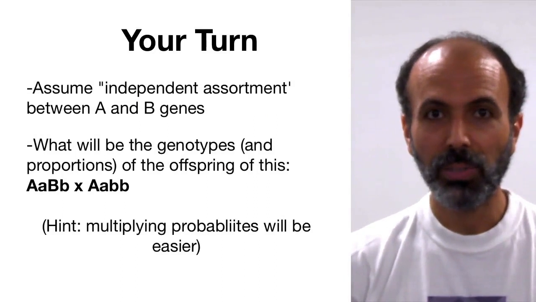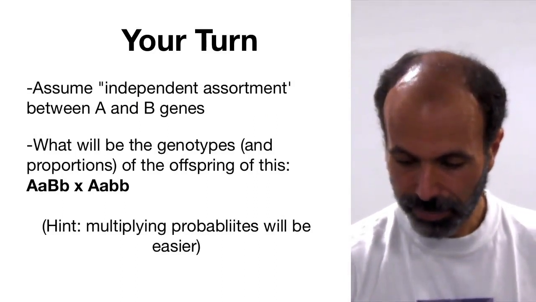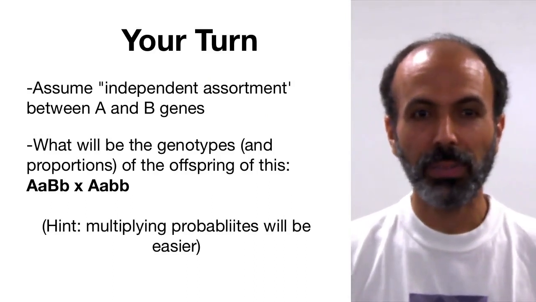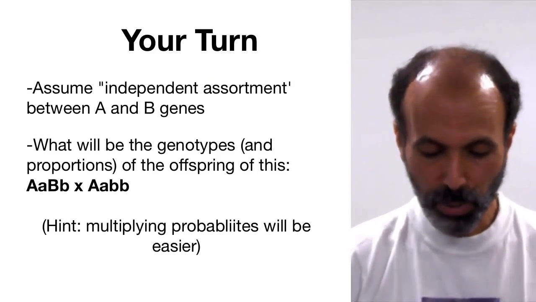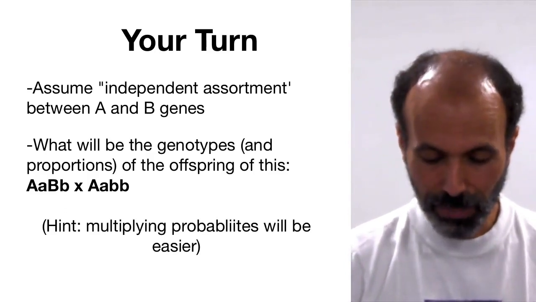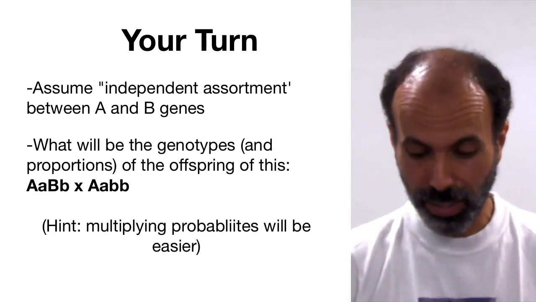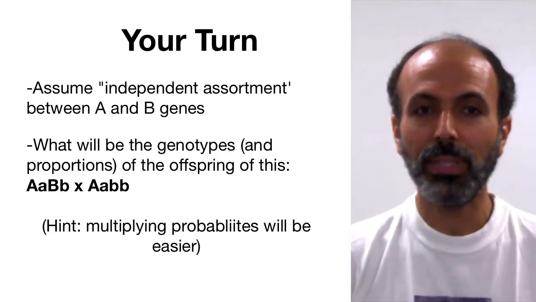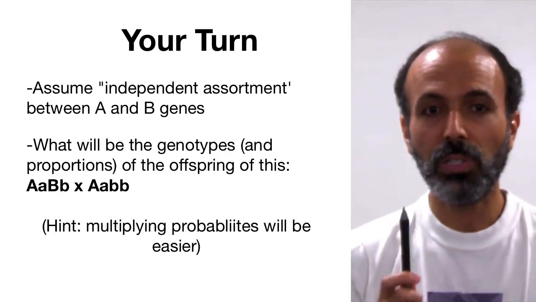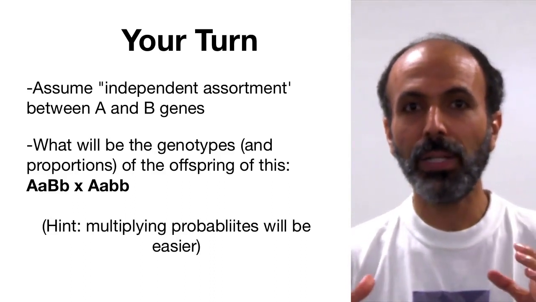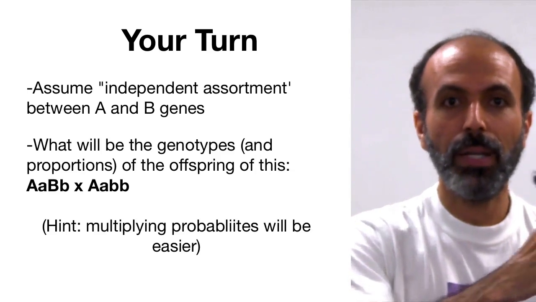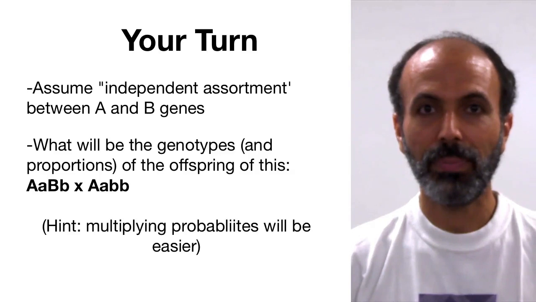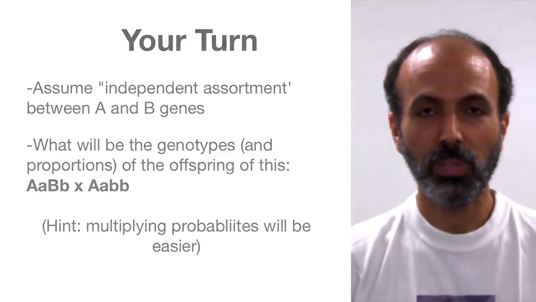So let me give you one to try on your own, and then I'll give you a problem at the end of it. Again, assume independent assortment between A and B genes, okay? What will the genotypes and proportions be of the offspring if you're looking at big A, big B, little b, so this is the double heterozygote again, crossed with big A, little b, little b? This is a little bit different in this case. So what I suggest you do is multiply the probabilities. Look at what's happening just with the A gene, and look at what's happening just with the B gene, and multiply those probabilities together. Let me give you a moment to try this out, and then we'll solve this problem.